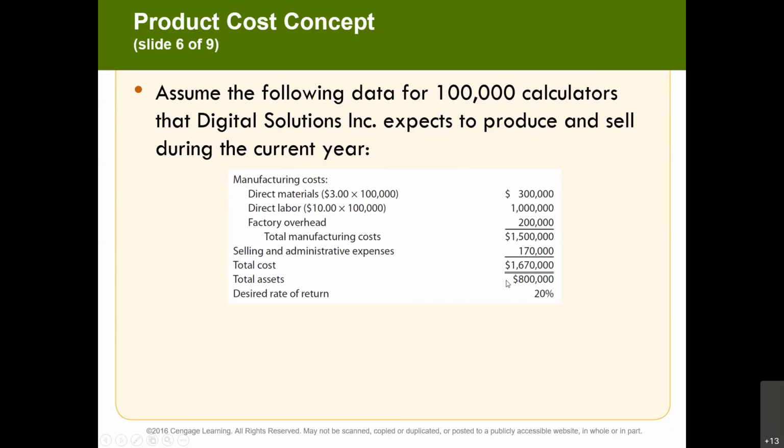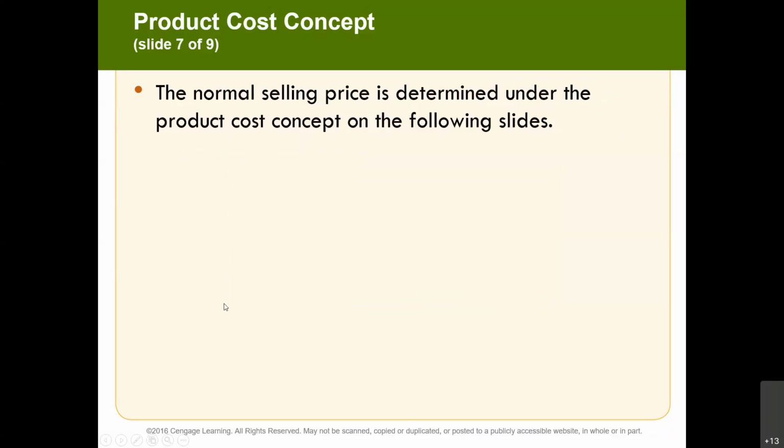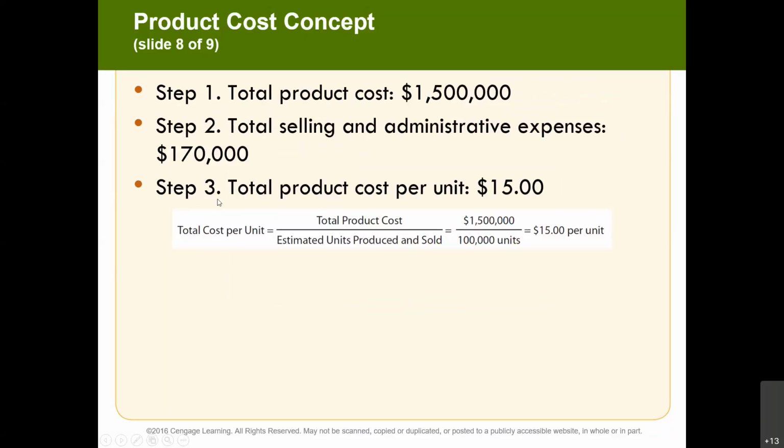And so I take my total assets, $800,000, and my IRR, or desired rate of return, 20%. So now I determine what the normal selling price should be. I said that my total product costs were $1.5 million. My estimated selling and administrative expenses are $170,000. My total cost per unit would be $15. I got the $15 by taking my total product cost of $1.5 million and dividing that by the 100,000 units I expected to be produced and sold to get to $15 per unit.